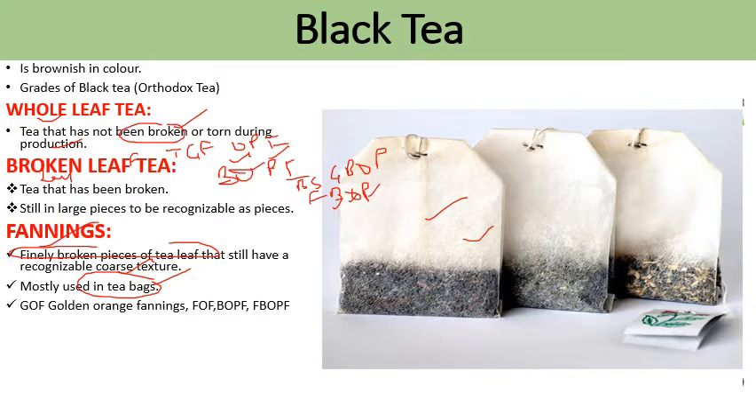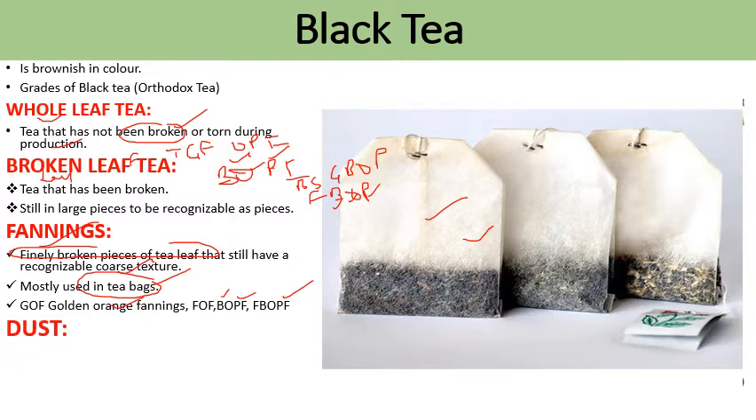And we have different types of fannings, like GOF, that is golden orange fanning. Then we have FOF, that is flowery orange fanning. Then next we have BOPF, that is broken orange pekoe fanning. Next we have FBOPF, that stands for flowery broken orange pekoe fanning. So these are the terms used for fanning tea, which is a type of black tea.